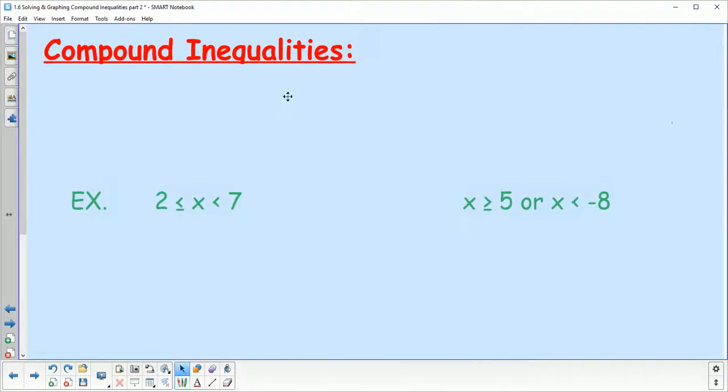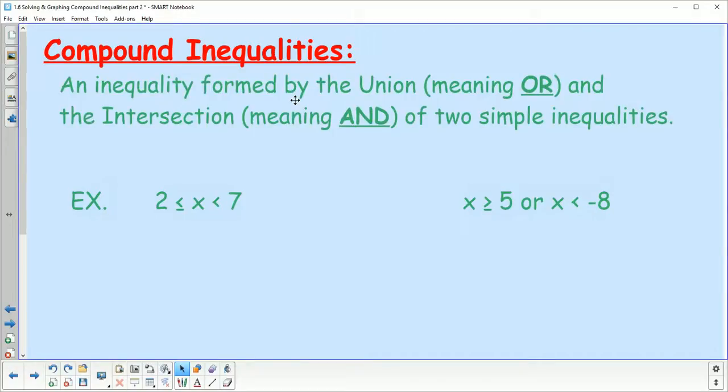So to start, a compound inequality is an inequality that uses the union, meaning we have an or, the actual word or, or the intersection, meaning there's an and, we don't see the word and, but we're going to use it when we say it, of two simple inequalities. So we have an example here. We would read this as 2 is less than or equal to x and less than 7. This would be an intersection, meaning x has to be both these things. It has to be greater than or equal to 2 and also at the same time less than 7.